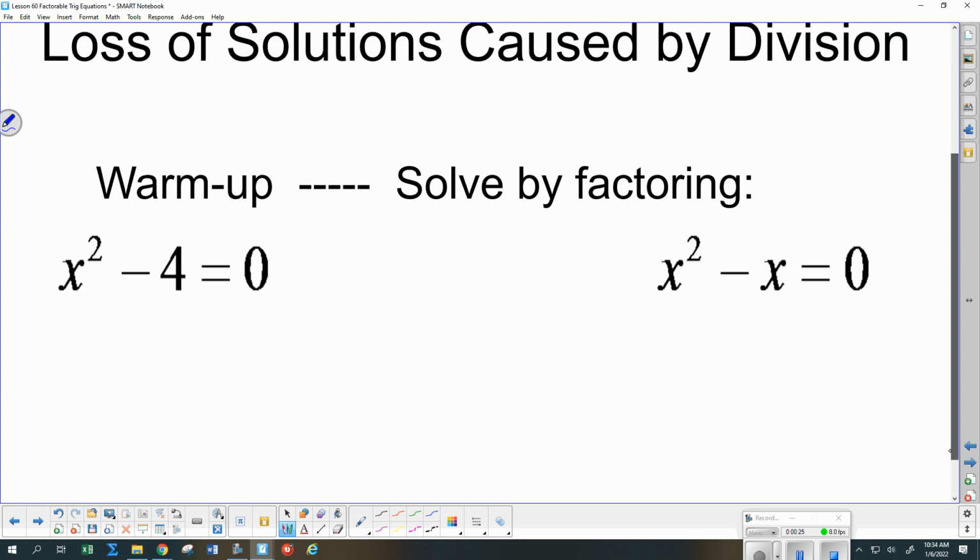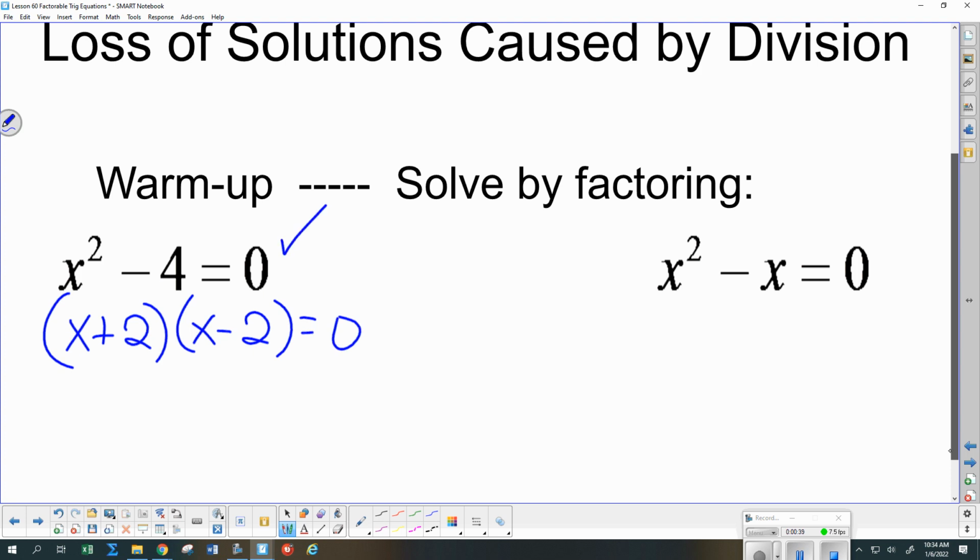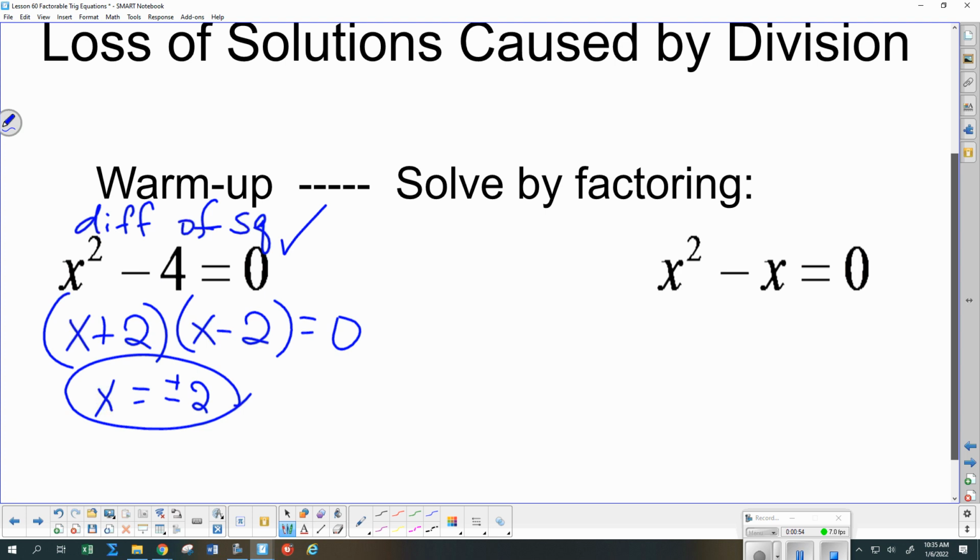X squared minus 4. What am I going to do on that, Katie? Excellent. X plus 2 and x minus 2. It equaled 0, so we can factor it. This was a difference of squares. So one method that we are remembering is we can factor one with a plus, one with a minus. So we get a negative 2 from one factor and a positive 2 from another, so that we have those two solutions.